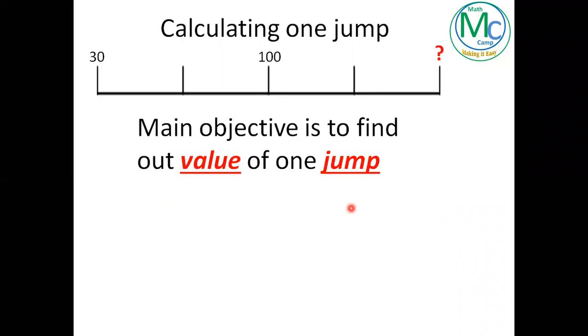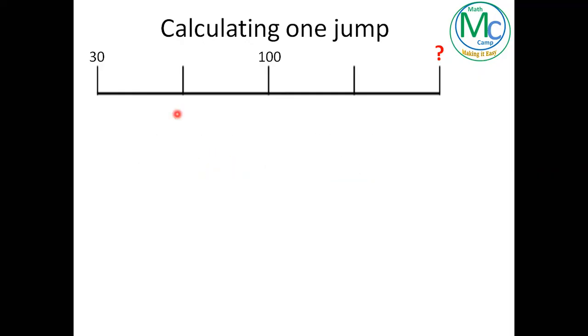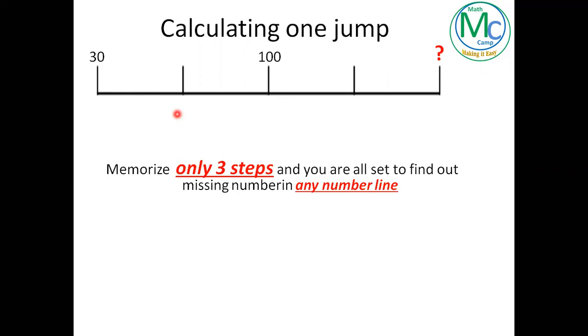The main key skill in finding a missing number in any number line is to find out the value of one jump. If you know one jump's value, then it's super easy to calculate the missing number by adding or subtracting that value. To find out the value of one jump, you have to memorize 3 easy steps.